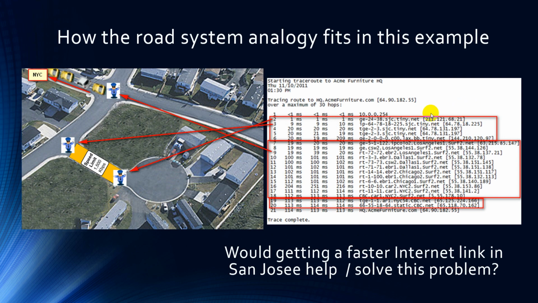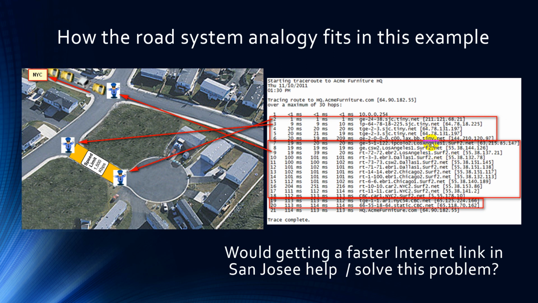Okay. And in this particular case, for the person who's in San Jose, tiny.net here is the ISP for San Jose, because obviously after this is the internal router in San Jose, and then after that the ISP kicks in. But the ISP does not bring traffic to New York all by itself. It has to pass it on to a partner, and in this case we're talking about Surf2.